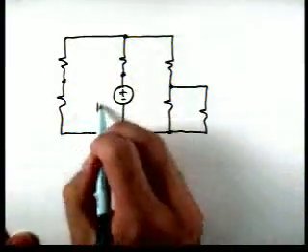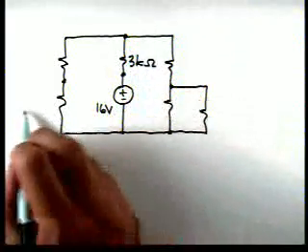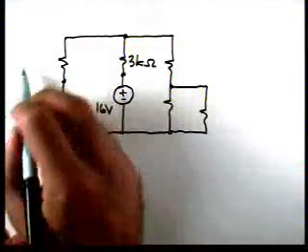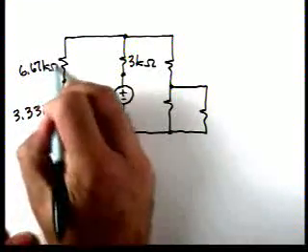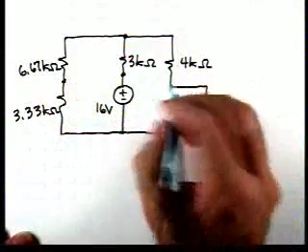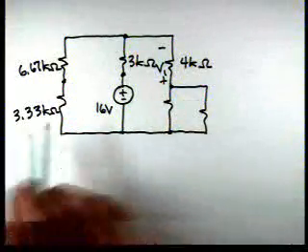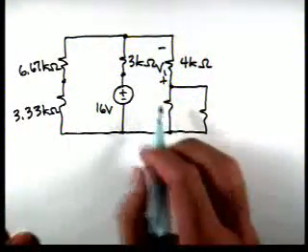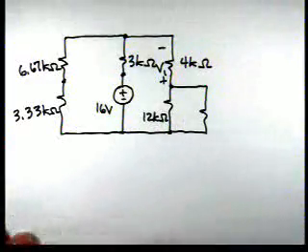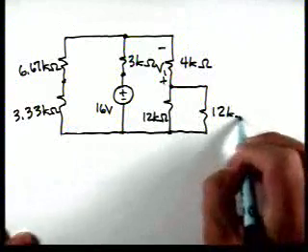Okay, so here's our 16-volt source, 3 kiloohms, this is 3.33 kiloohms, 6.67 kiloohms. Here's 4 kiloohms. The voltage V1 is a voltage there. It's still in the circuit. However, the voltage V2 has disappeared, and that's because that was a voltage across the 8K, and that is now gone.